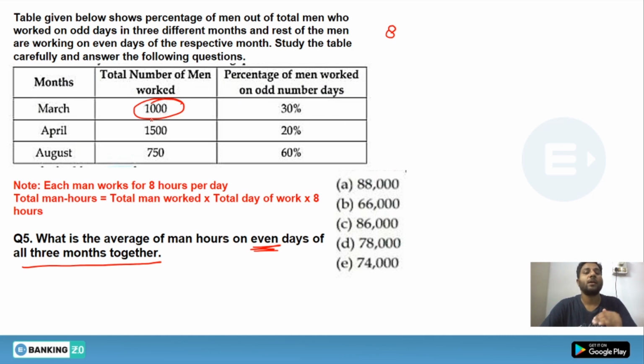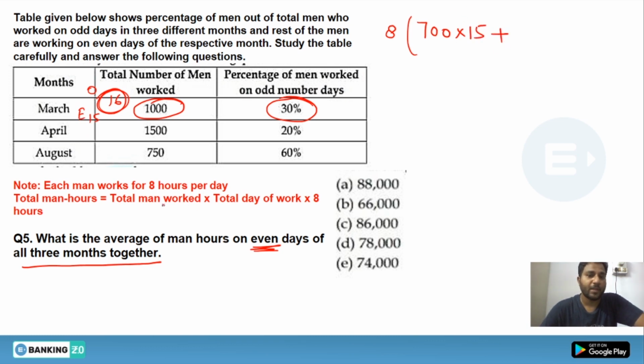Now, as you know, 1000 men worked in the month of March, but only 30% worked an odd number of days. That means 70% worked an even number of days. But how many even number of days will there be? 15, because 16 will be an odd number of days and 15 will be an even number of days. All right, so 15 would be the even number of days.